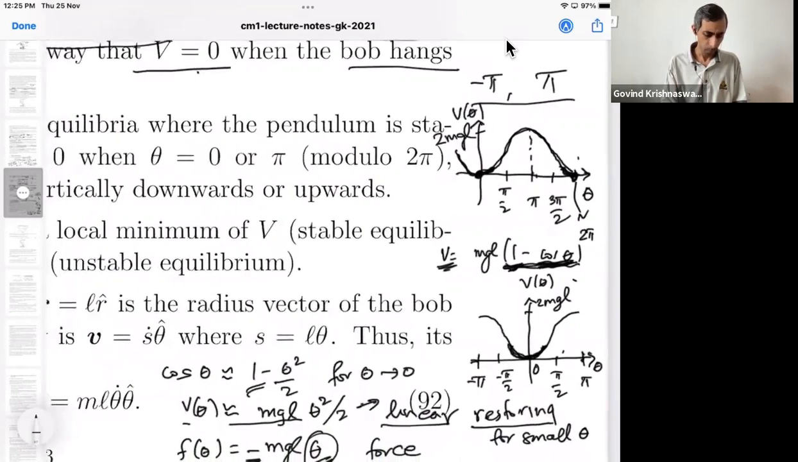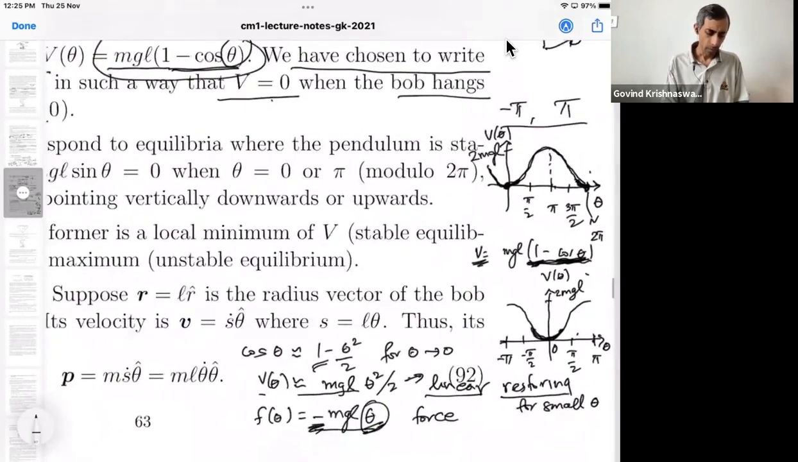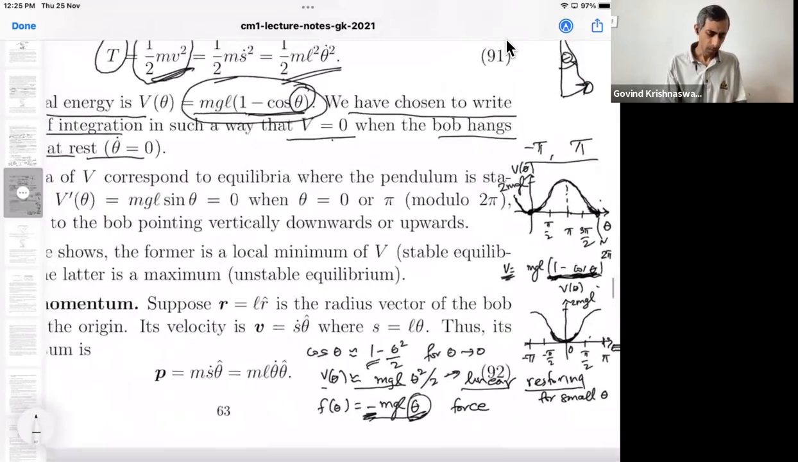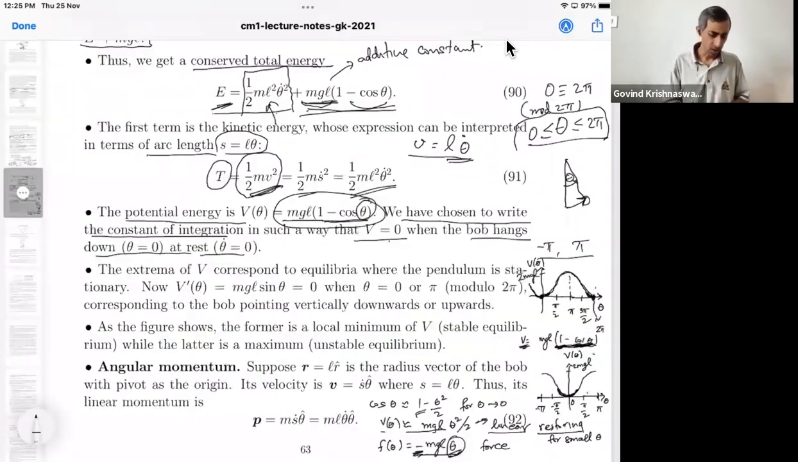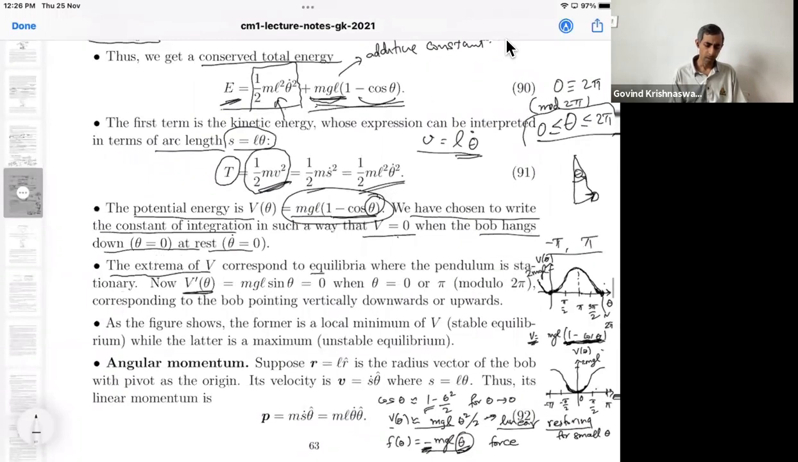Okay, but they are equivalent. Okay, so having now defined our concept of energy and split it into kinetic and potential energy, we now make the observation that the extrema of the potential, namely points where V prime vanishes, correspond to equilibria. When I say equilibria, I mean when there is no force. Because the force is the negative derivative of V.